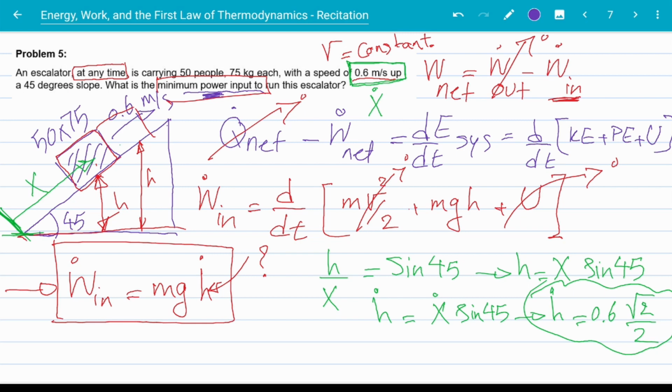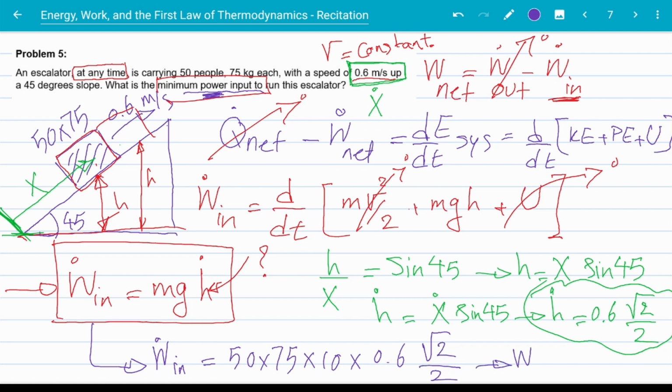Okay, we can now plug in everything. W dot in is equal to mass, which is 50 times 75, times g, which we take as 10, times h dot, which is 0.6 square root of 2 over 2. Doing a bit of calculations, we get that the work input is 15.75 kilowatts.